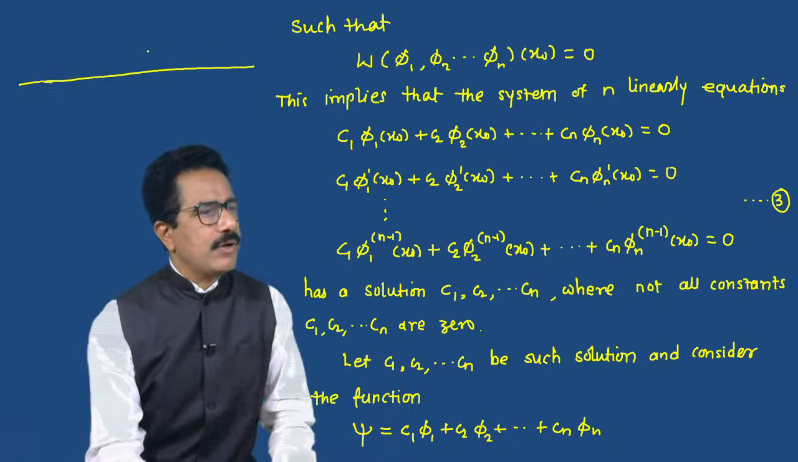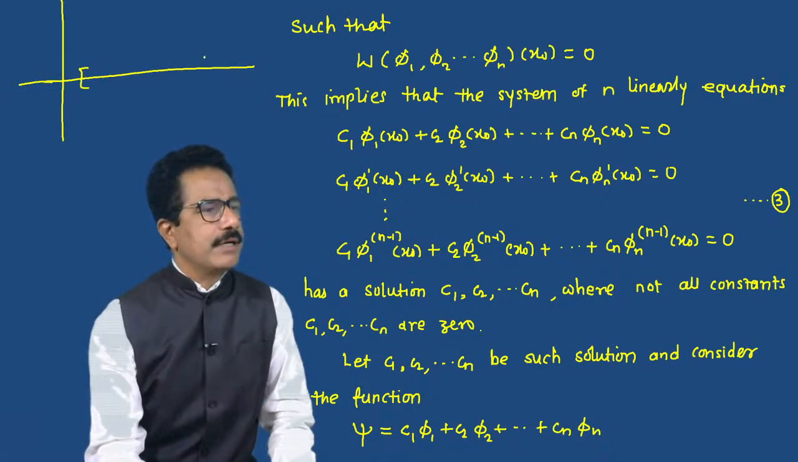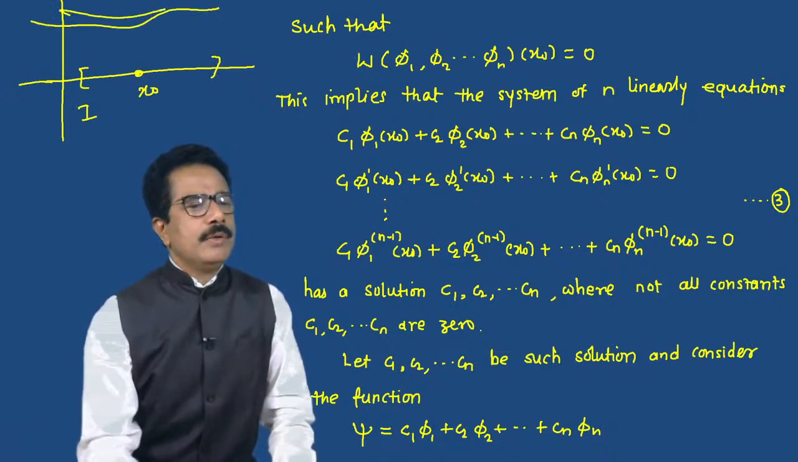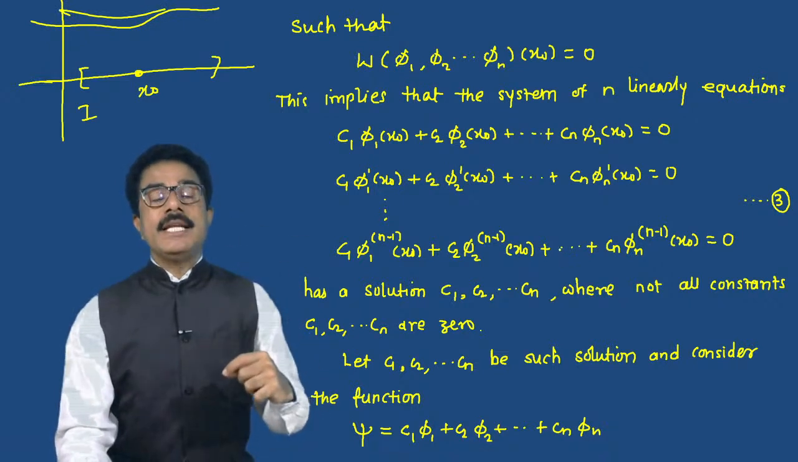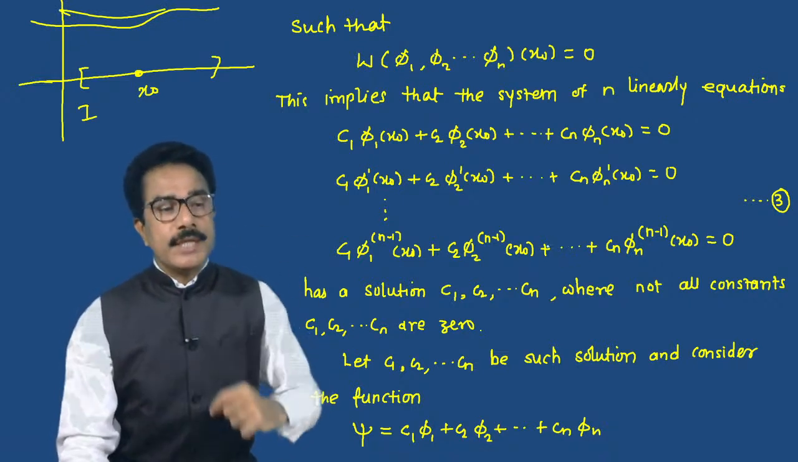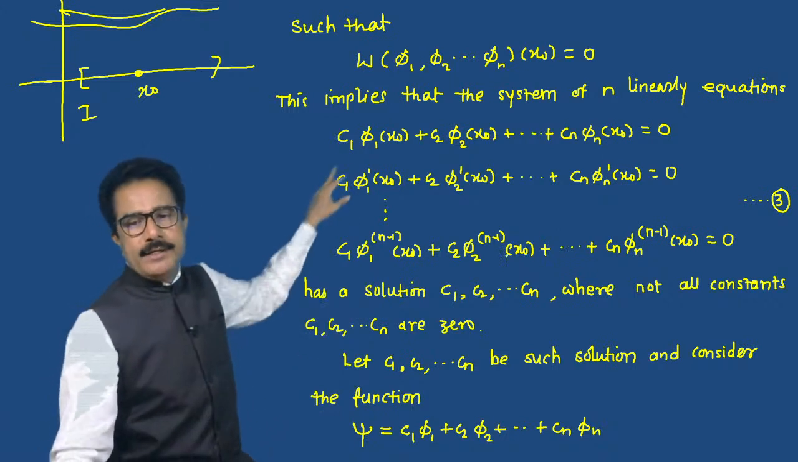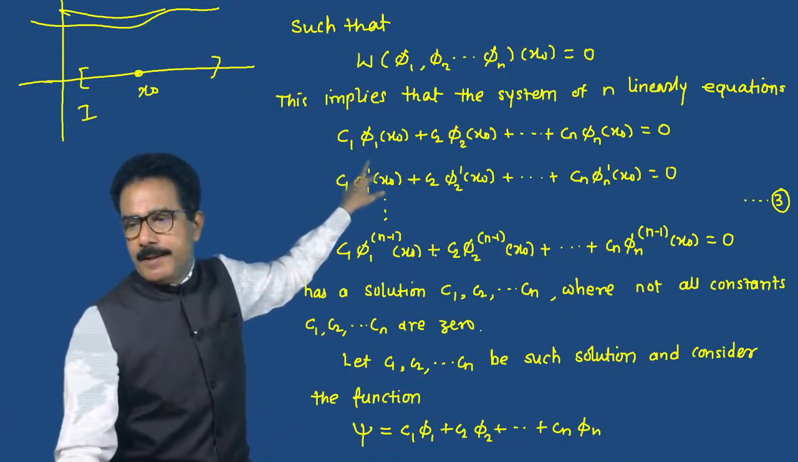Suppose x naught is a point in the given interval I. Then we have to show that it has the system of n linearly independent equations regarding the x naught, and that are c1 phi 1 of x.